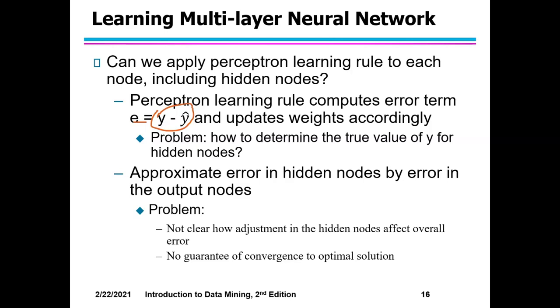Okay, so approximate the error in the hidden nodes by the error in the output nodes. So what are the problems? It is not clear how adjustments in the hidden nodes affect the overall error. There is no guarantee of convergence to the optimal solution, right? Convergence means that y minus y hat is 0.